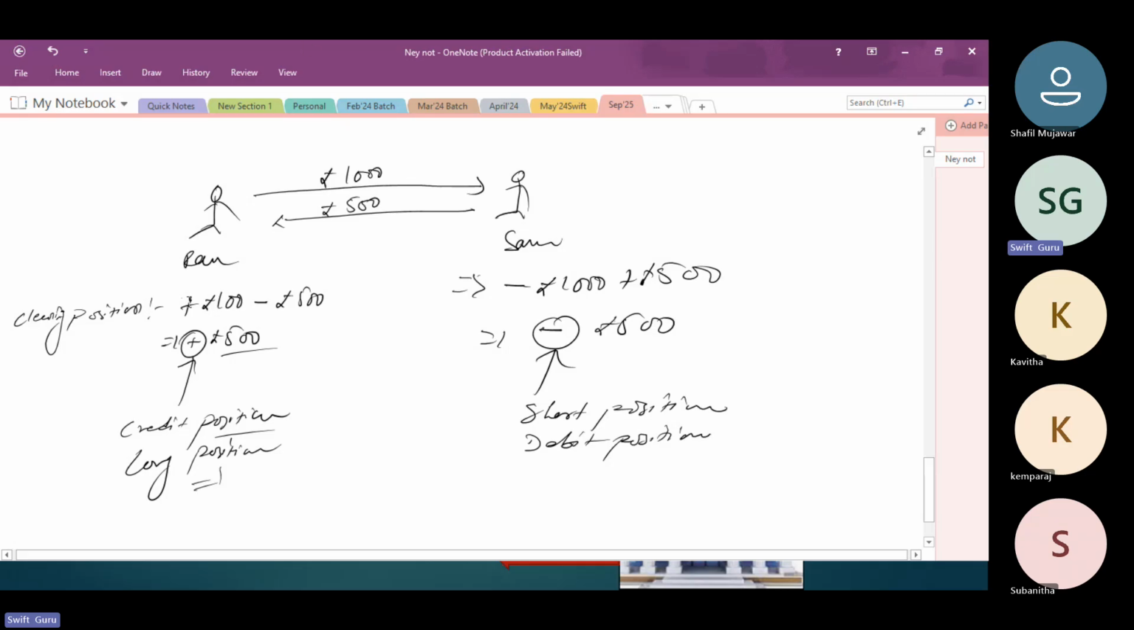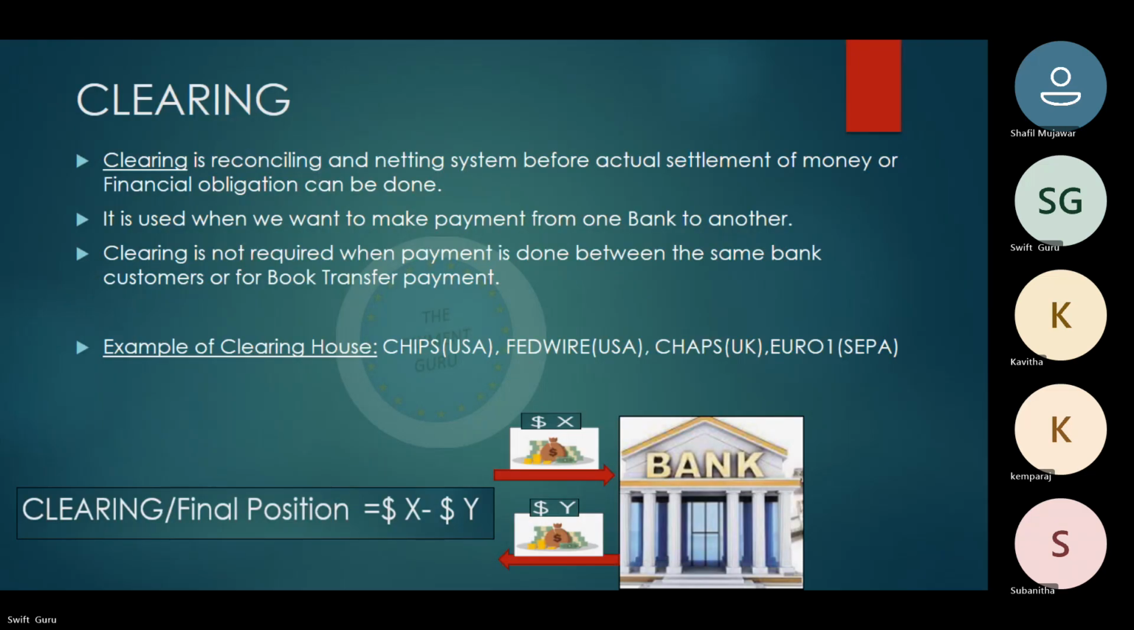So basically, Ram himself did the calculation: how much is the clearing position for me? They want to use this fancy word, clearing position. Ram will say, okay, 1,000 rupees I had given, 500 I had received, so I still need to receive 500 from Mr. Sam. So calculating this part itself is called clearing.